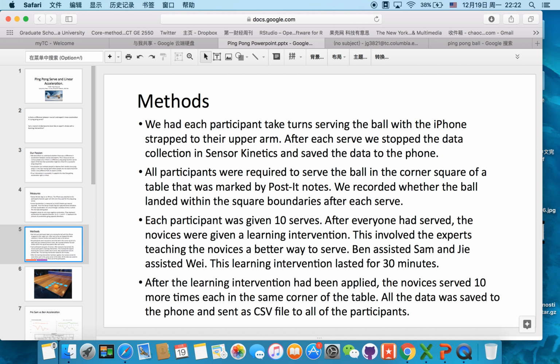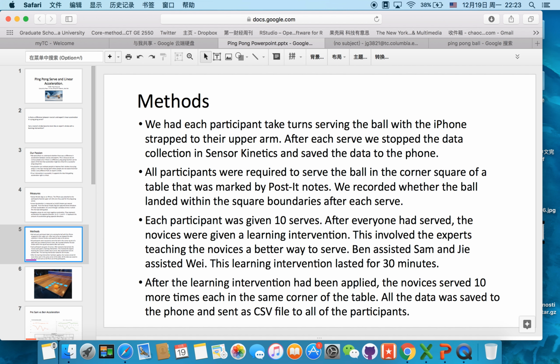Okay, so about the methods. First, we had each participant take turns serving the ball with the iPhone strapped to their upper arm. After each serve, we stopped the data collection in Sensor Kinetics and saved the data to the phone. Second, all participants were required to serve the ball in the corner square of a table that was marked by post-it notes. We recorded whether the ball landed within the square boundaries after each serve. Third, each participant was given 10 serves.